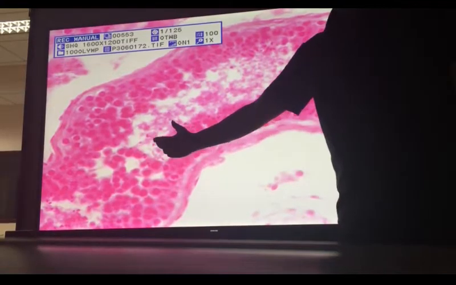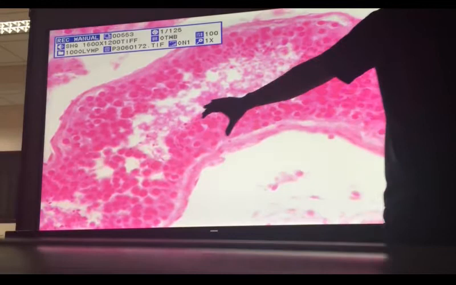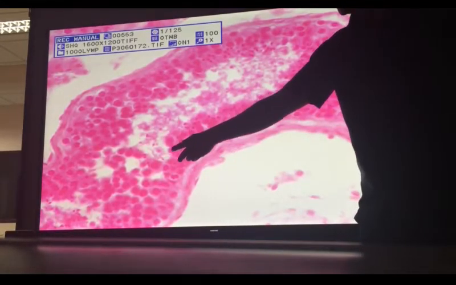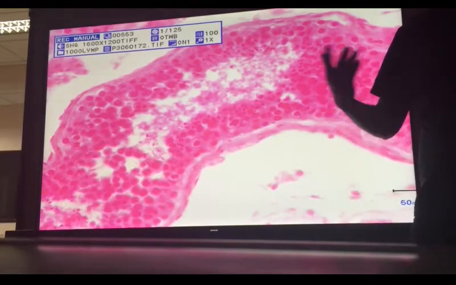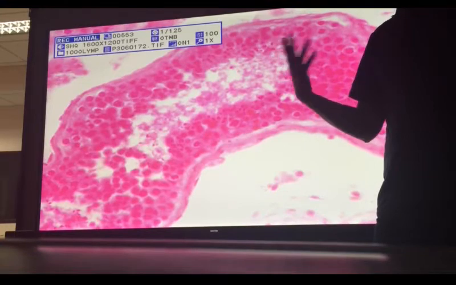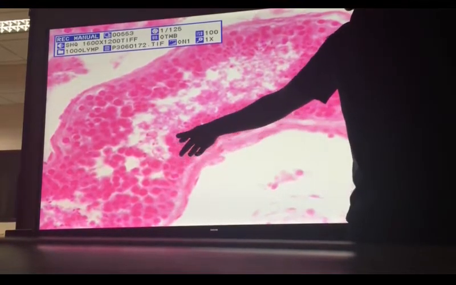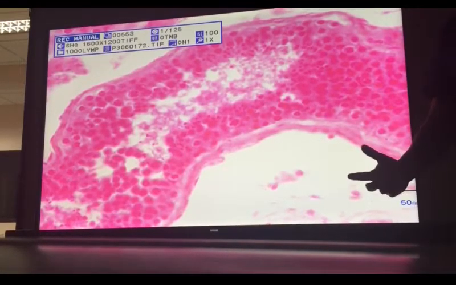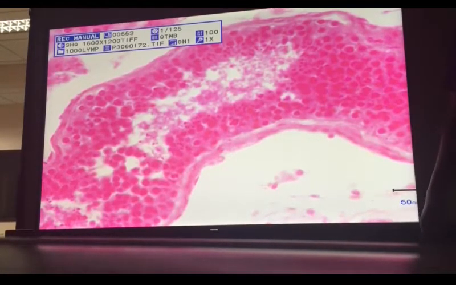already detached from the germinal epithelium. Any flagellated cell that is still attached to the germinal epithelium is called? Spermatid. Any flagellated cell that is attached to the germinal epithelium should be called? Spermatid. And then how about these cells?